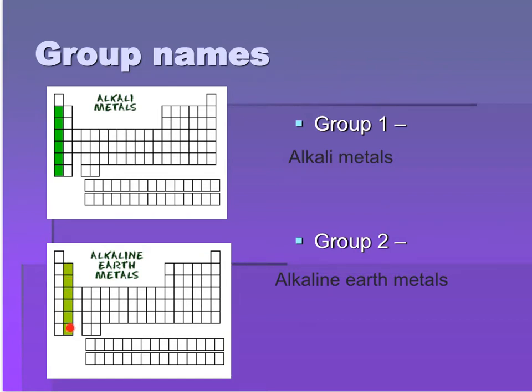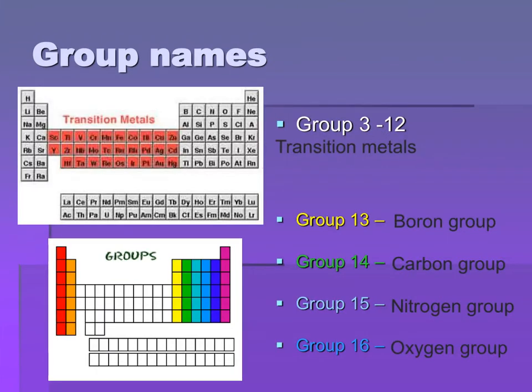Then in group 2, you have your alkaline earth metals. Again, if you've heard of alkaline batteries, they will usually contain magnesium. For groups 3 through 12, which is these groups right here, we have what are called our transition metals. A good way to remember that is they transition you from one side of the periodic table to the other. Group 13, you will notice, is the element boron. Right here, those are just simply called the boron group. Then you have the carbon group, the nitrogen group, and the oxygen group. Those ones are pretty easy to remember because they just follow the name of the element at the top.